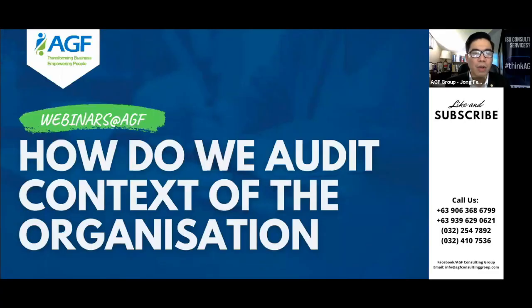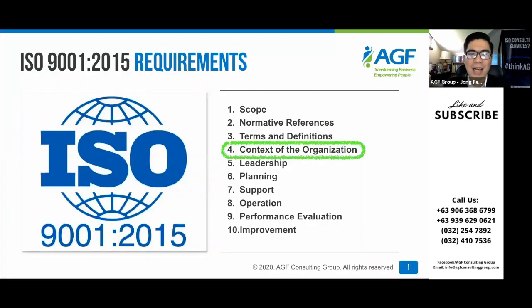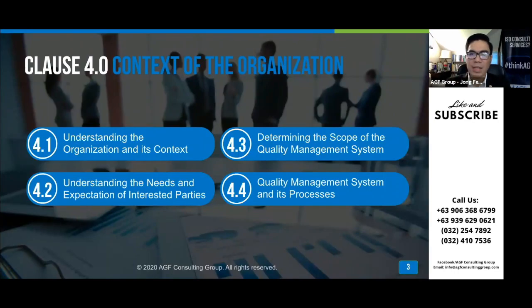So today we're going to talk about how do we audit context of the organization, this clause 4. How do we audit it? There are 4 sub-elements in your context of the organization, starting with 4.1. Take note of this. 4.1 is understanding the organization in its context. What do we mean exactly by that? We're going to discuss it.